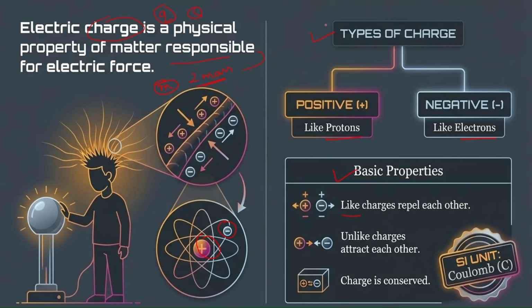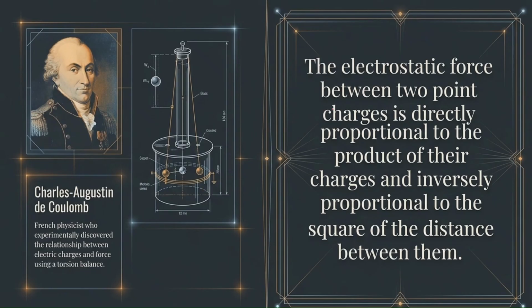Now, I talk about positive charge and negative charge. When there are two like charges, there is a repulsive force between them. When there are two unlike charges, like one is positive and one is negative, there is an attractive force working between them. In every system, according to physics, charge is conserved in every process.